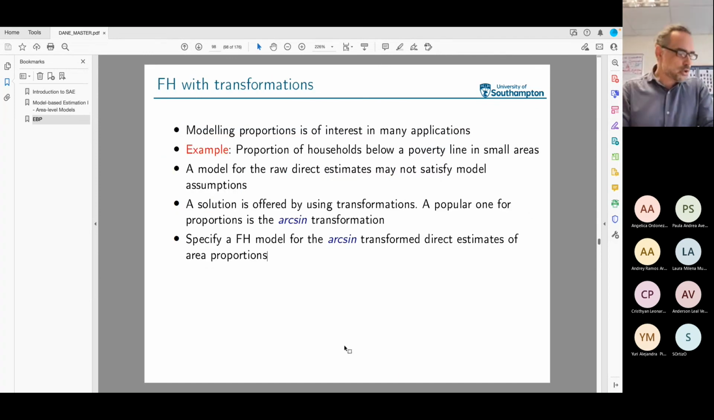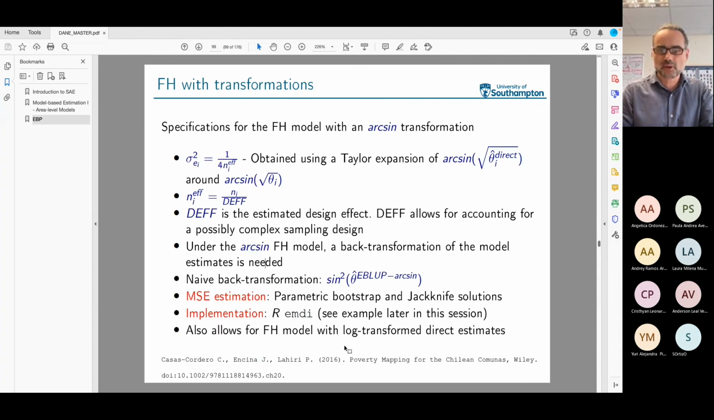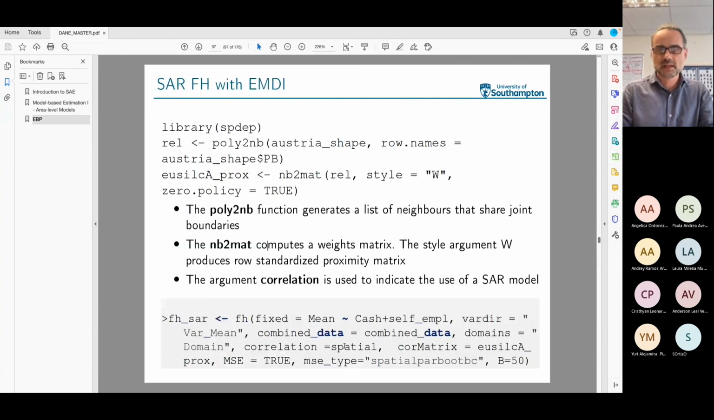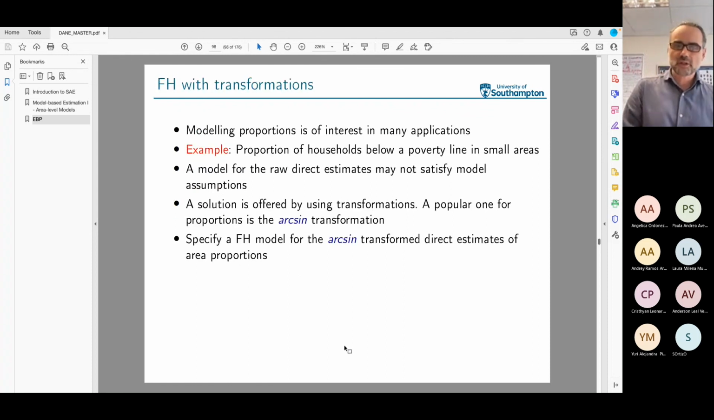On that note, it's just past 5 o'clock. I'm going to stop here because then we start a completely different topic. There is not a lot more that we have in terms of the area level models. One thing that we're going to do is talk about the Fay-Herriot model with transformations, and that's important because one of your colleagues asked on Friday what happens if we model something like a proportion, say the proportion of households below the poverty line in a municipality, and so transformations may be helpful in those cases.